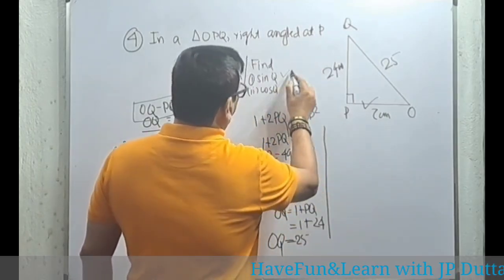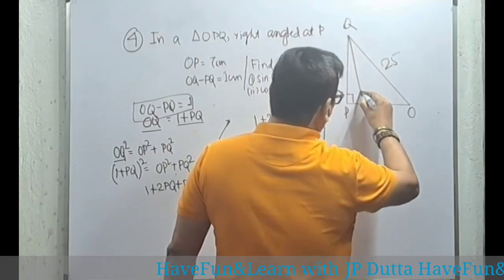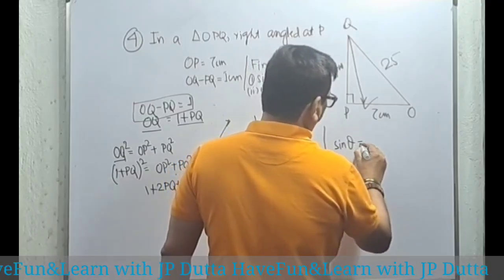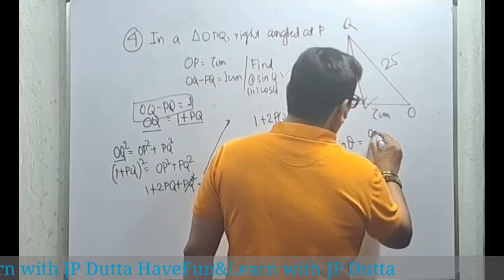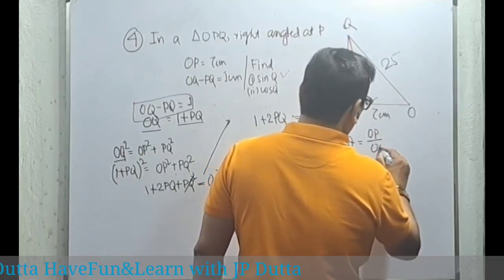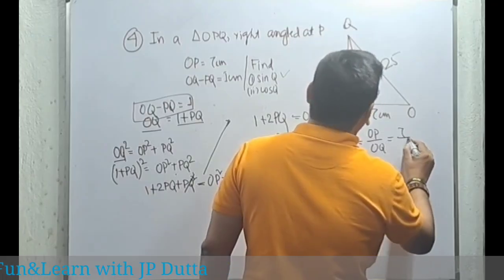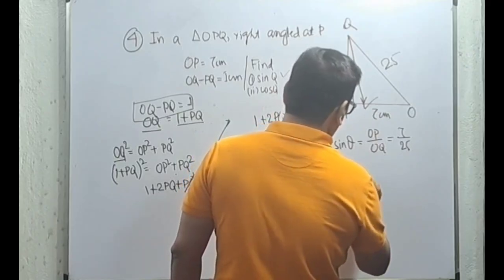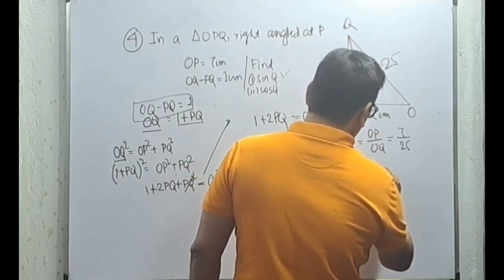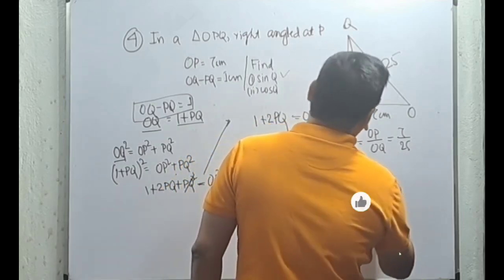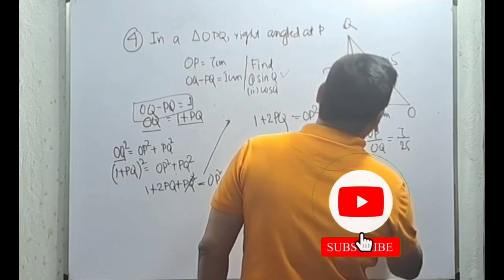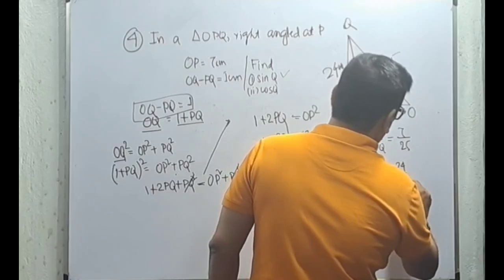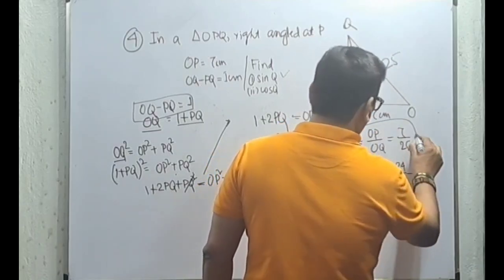Now sine q, cos q. See, we have sine q. Sine q means the perpendicular by hypotenuse. So sine q is equal to OP by OQ, which is 7 by 25, and cos q, base by hypotenuse. So PQ by OQ, which is equal to 24 by 25. This is our set of answers.